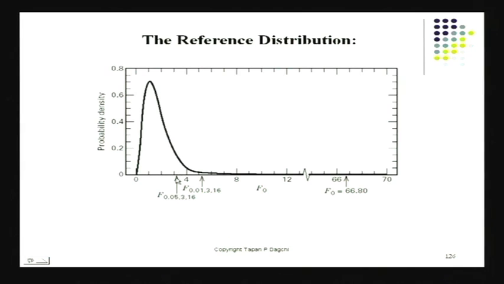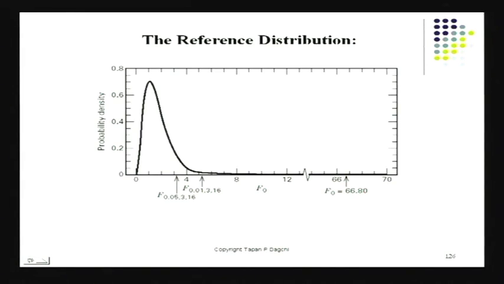The critical value at 5% alpha level is here. The critical value at 1% alpha level is here. And the calculated value of F, which is the ratio of the mean sum of squares due to treatment and the mean sum of squares due to error, that ratio is 66.80, which is much bigger than the quantities that would allow me to accept the hypothesis that indeed treatment levels had no effect at all.